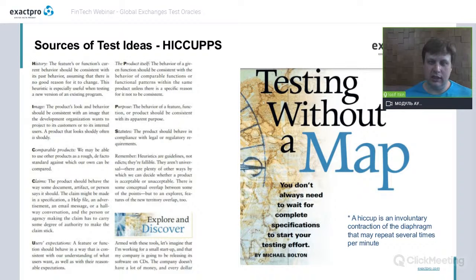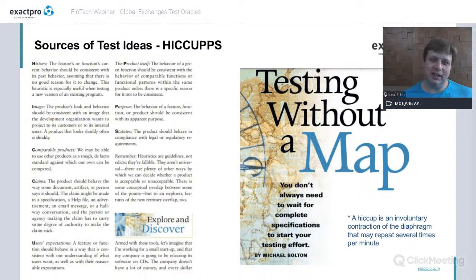The next one is implicit test oracles, when we know that a program should do something, but it might not necessarily be specified in a formal documentation. And there is a mnemonic, HICCUPPS. It is used in the article by Michael Bolton, Testing Without a Map. So what to do if we test an application without complete requirements? And every application out there is an application without complete requirements. So it is not possible to formally define everything.